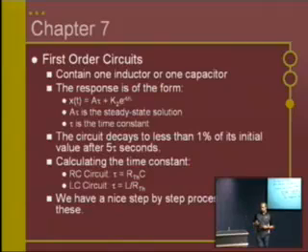Then draw the circuit at time equals 0 plus after the switch is actuated. Replace the storage element with the appropriate independent source, whether it's a current source or a voltage source. Solve for the initial condition on whatever it is that you're looking for. Draw the circuit at time greater than 5 tau, replacing the circuit elements again with the appropriate steady state behavior.